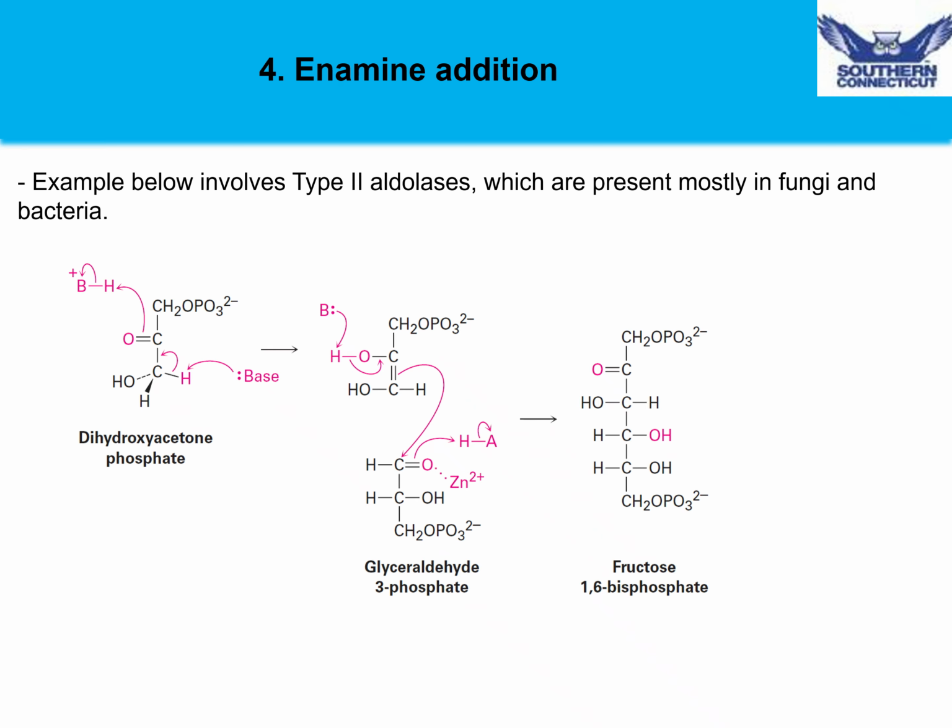Here's another example of an aldol reaction from a biological system, this time involving type 2 aldolases, which are typically found in fungi and bacteria. It starts off with this ketone, which is converted into an enol. That happens by base removing the alpha hydrogen, and then the carbonyl gets protonated, forming an enol.